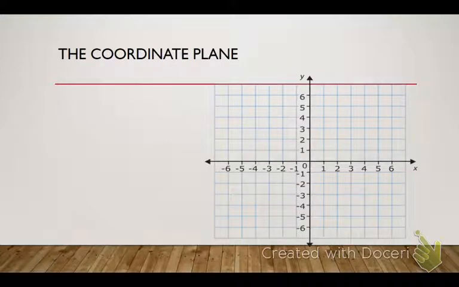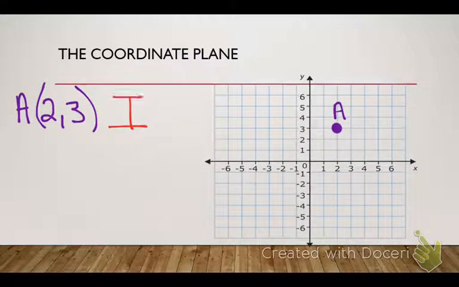Okay, the coordinate plane. I'm going to give you several points. I want you to write the ordered pair and the location for each point. So here's point A. I want you to write the ordered pair and the location on your board. Oh yes, it's going to be 2, 3, quadrant 1. What about point B?